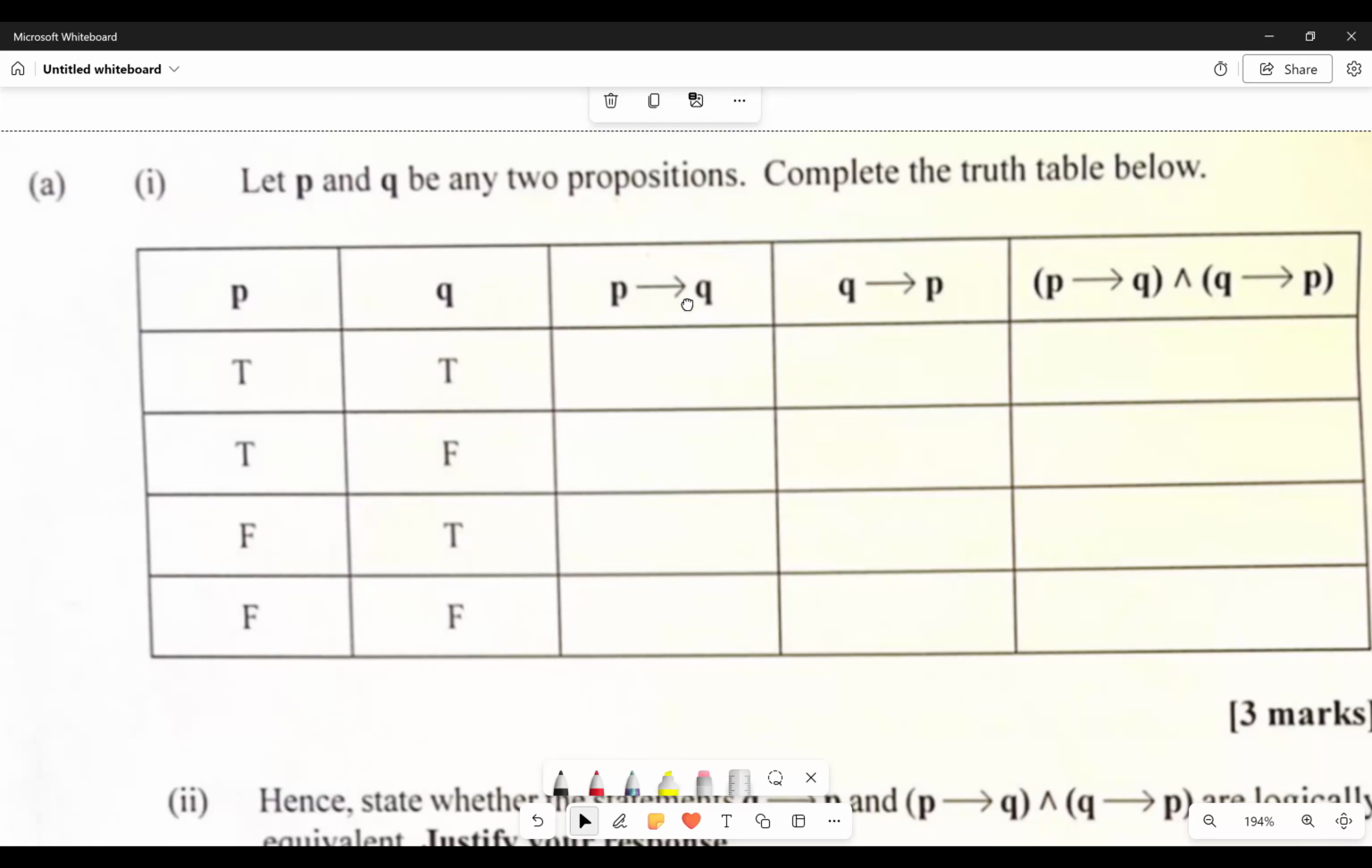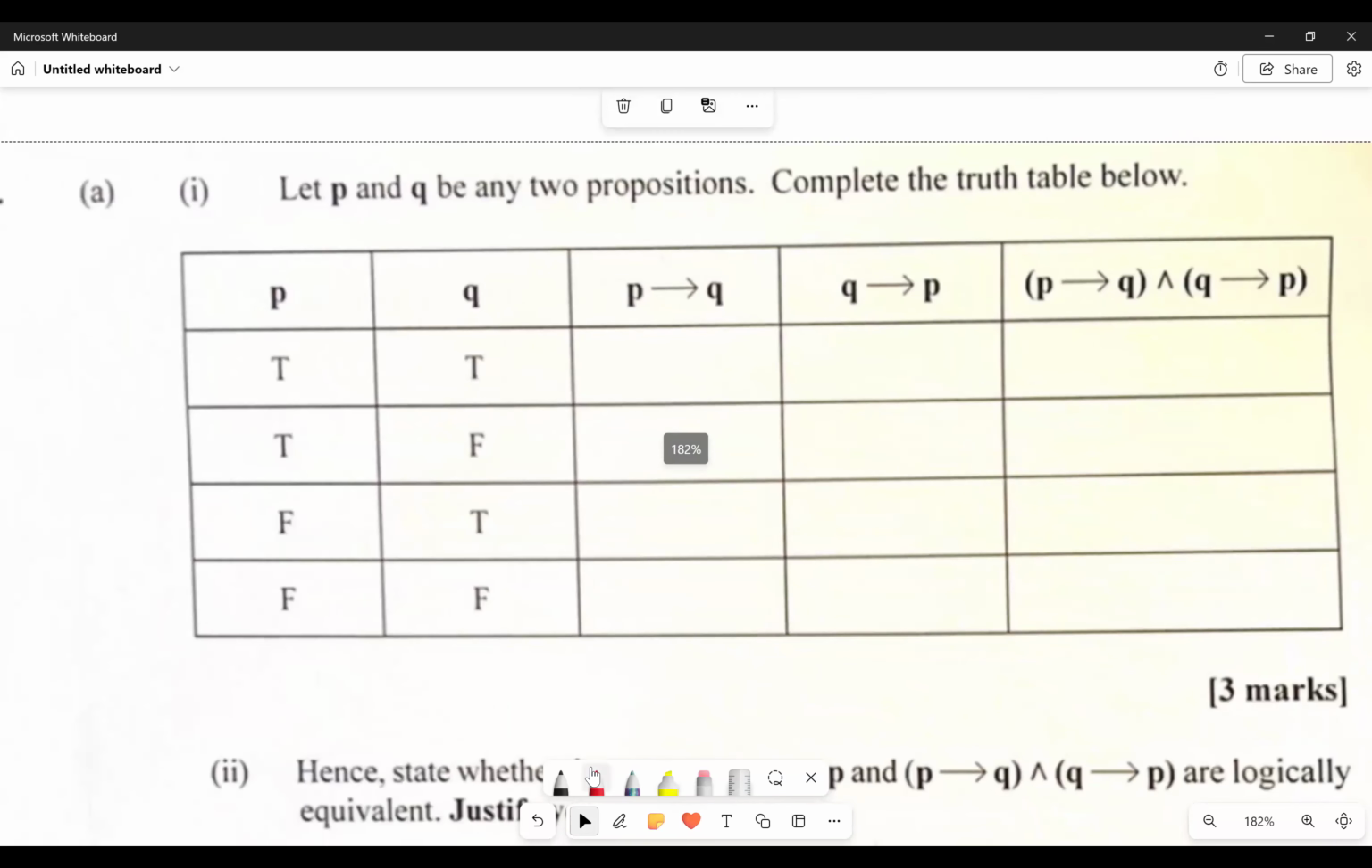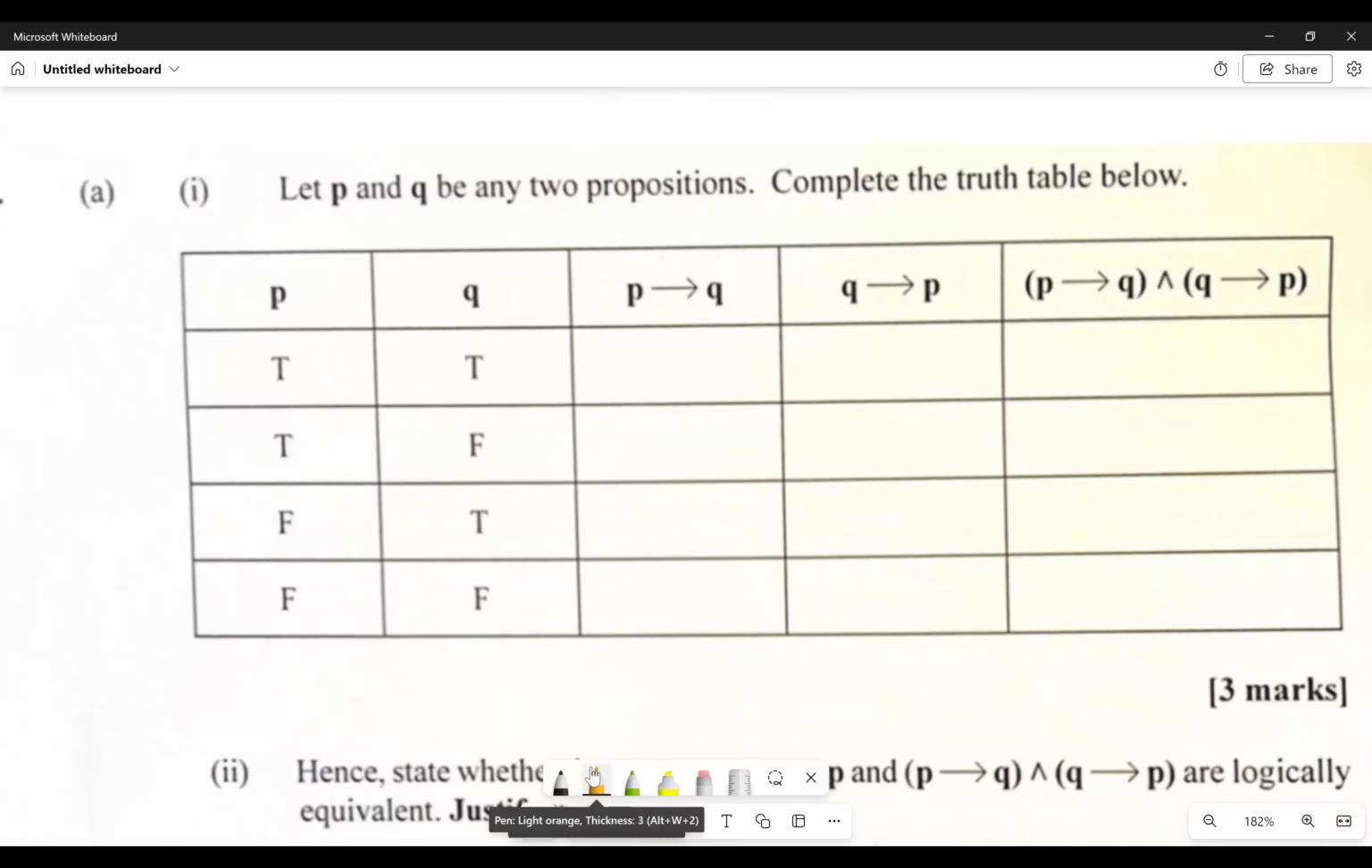What it really means is that the only time P implies Q is ever false is if I said I would do it and I didn't. So P happens, so if P, then Q must happen, but it didn't happen here. This is the only time it would be false. Otherwise, it's always true. Make sense?